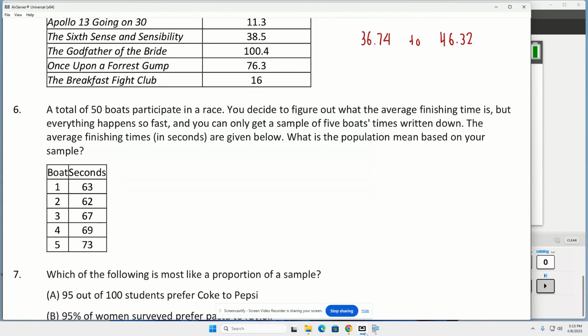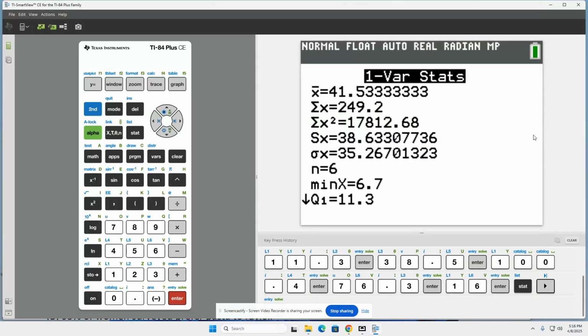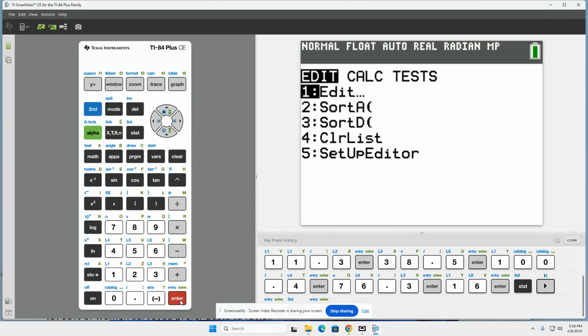Number 6. A total of 50 boats participate in a race. You decide to figure out what average finishing time. Remember, average means we're dealing with mean, the mean. But everything happens fast. If you can get a sample of 5 boats written down, then let's find the average finishing times. So what's my population mean? So again, just like the last problem, we're finding an average. So I'm going to go back to my calculator. I'm going to do another cover up.